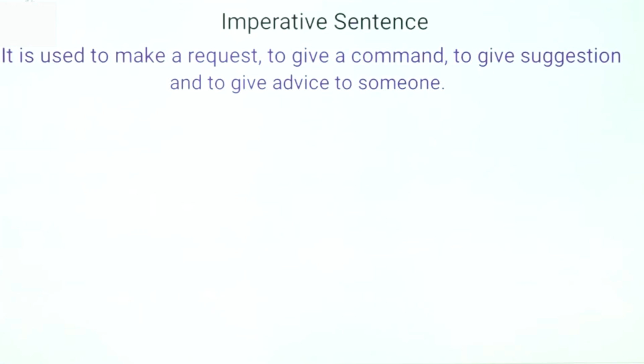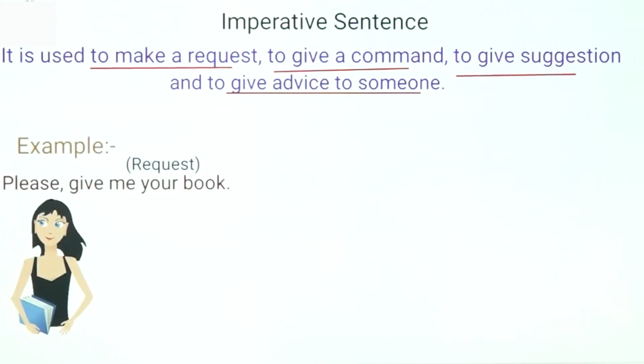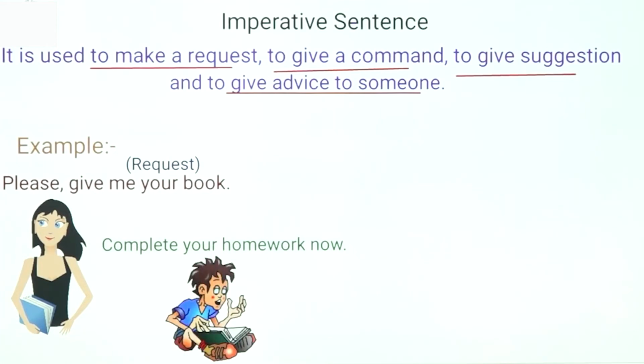An imperative sentence is used to make a request, to give a command, to give a suggestion, or to give advice to someone. For example, we have a sentence here: please give me your book. We can see this sentence starts with please, so it is basically a request. Next one is: complete your homework now. So this sentence is a command.